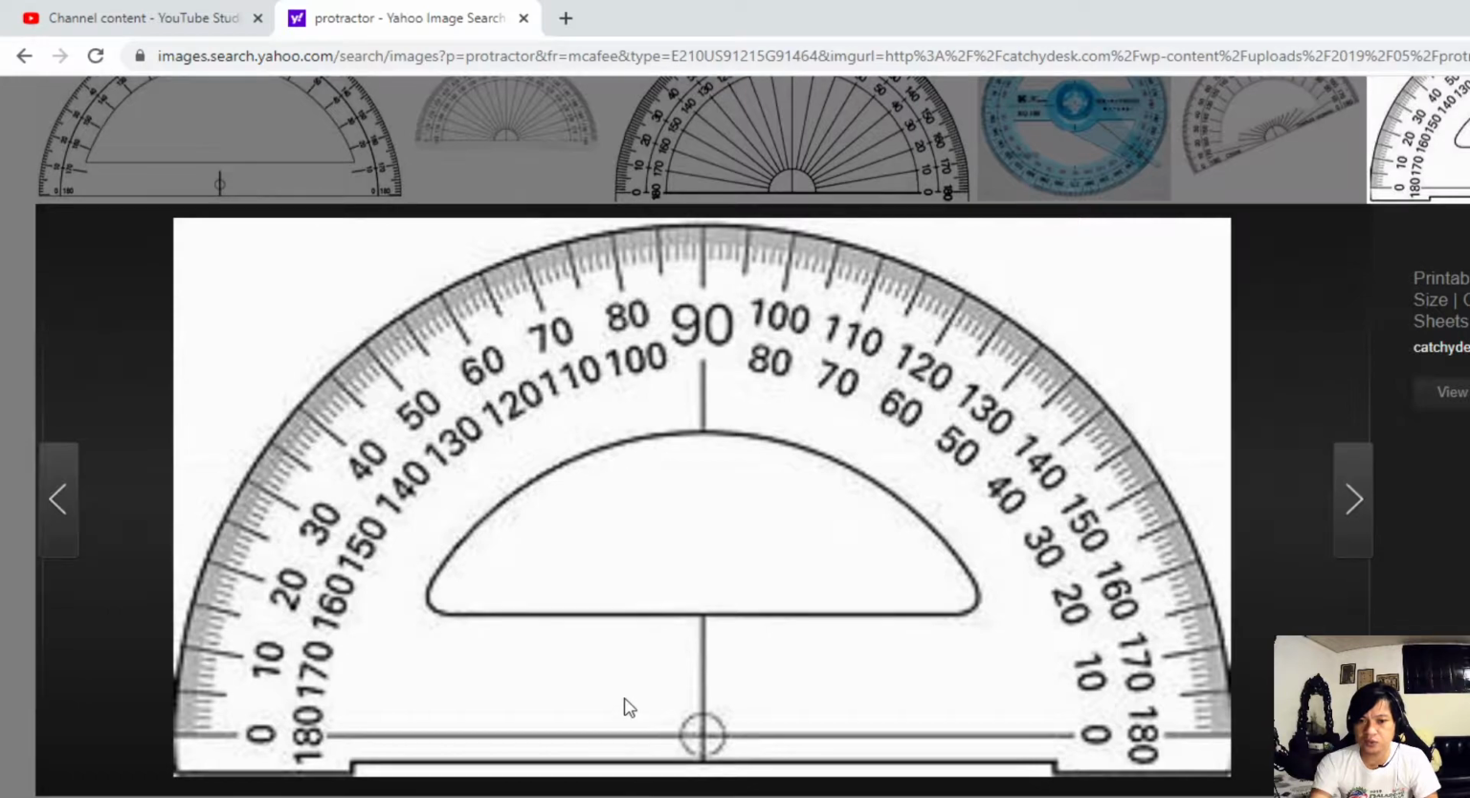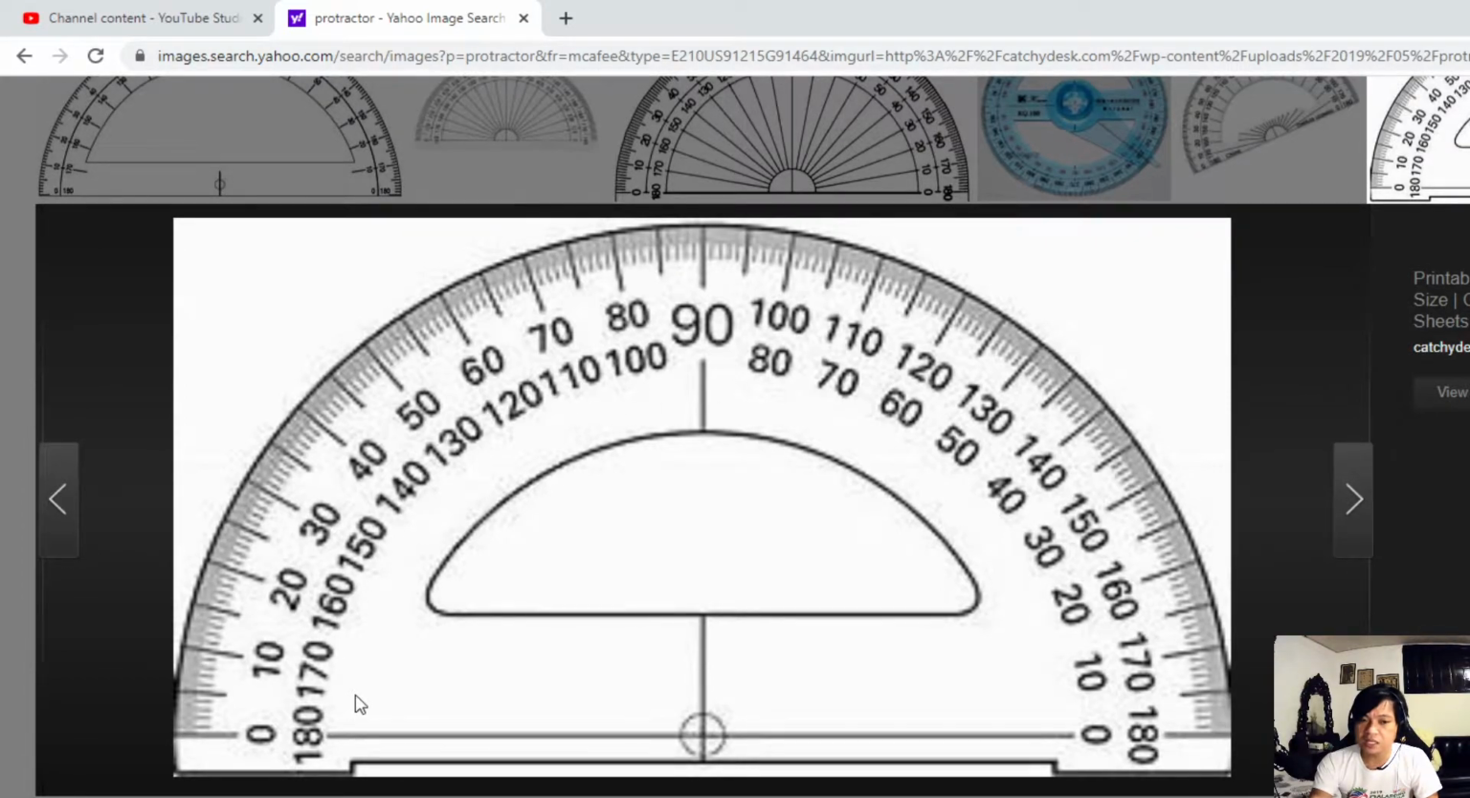So, makita nyo sa ating image dito, this one is an example of a protractor. Makita nyo dito that there are two sets of numbers. There are opposite sets of numbers from 0 to 180. Yung isa is papunta sa left, yung isa naman is papunta sa right.